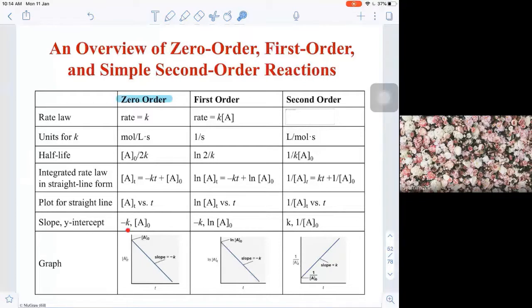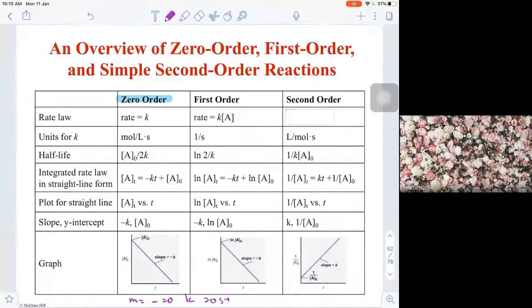Okay, so let's say you want your negative k, the gradient from the graph, y1 minus y2 over x1 minus x2, the mathematical method to determine the gradient of a linear graph. And then you got the value is negative 20, for example. Okay, the slope is negative 20. So you should know that the k of this reaction is 20 per second, for example.